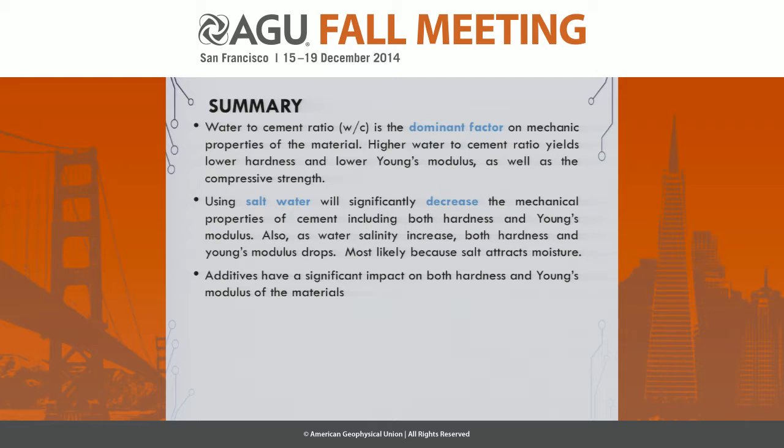Summary. The water to cement ratio is a dominant factor on the mechanical properties of cement-based material, and a high water to cement ratio yields lower hardness and Young's modulus, as well as lower compressive strength. Also, using salt water will significantly decrease the mechanical properties of cement. And as water salinity increases, both hardness and the Young's modulus drop. Additives have a significant effect on both hardness and Young's modulus.